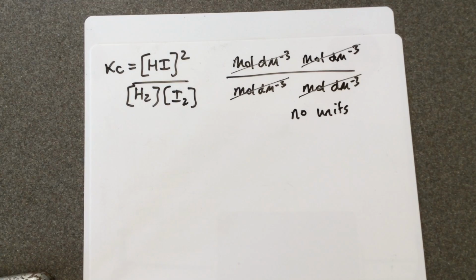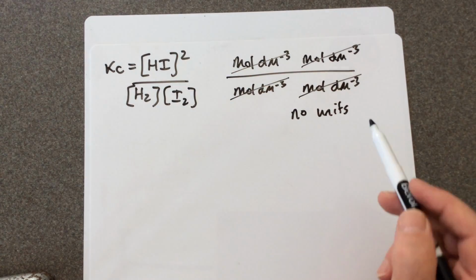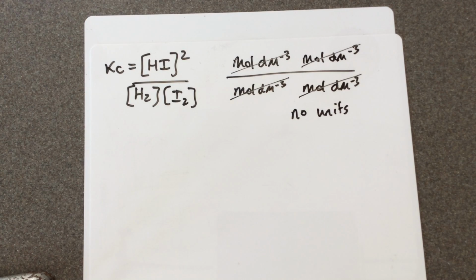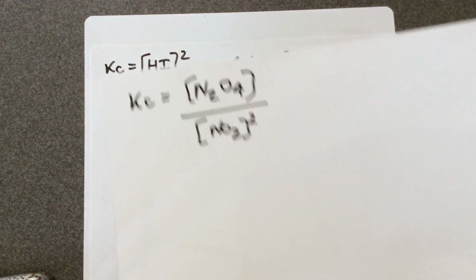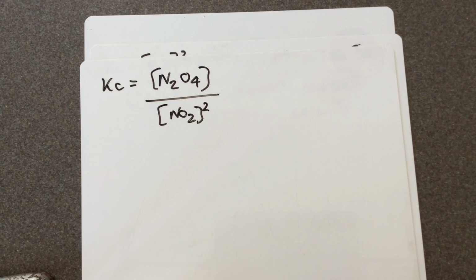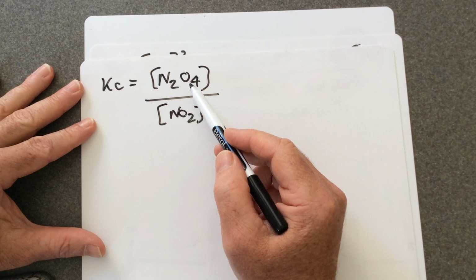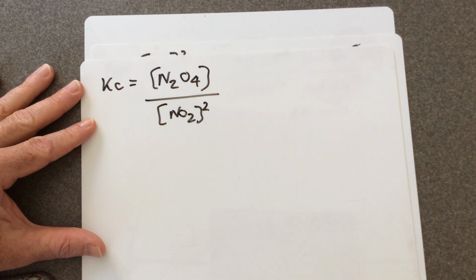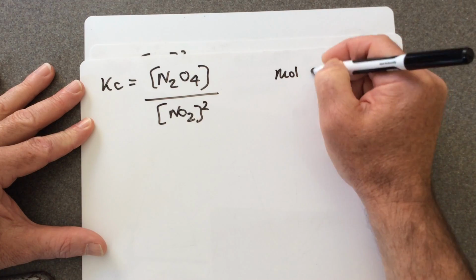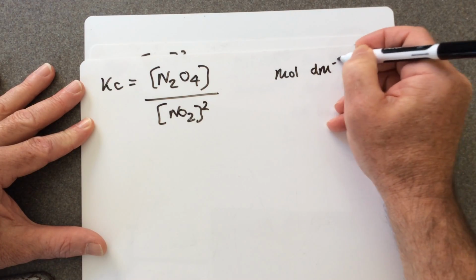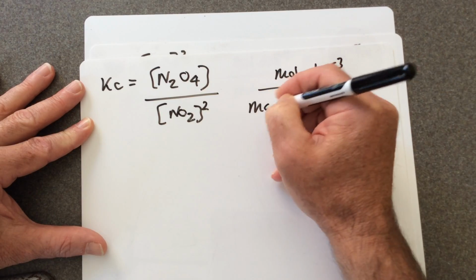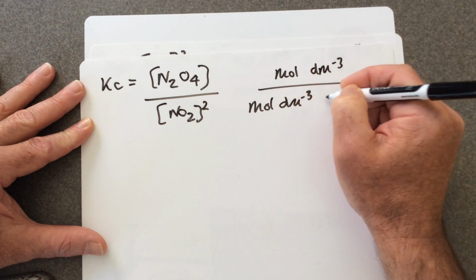One of the interesting things about Kc is, depending on what the actual expression is, the units will change, or there will indeed be sometimes no units. If there are no units, it's important that you label it and clearly state no units. An alternative example is this one. This is for the reaction of NO2 forming dinitrogen tetroxide, N2O4. So when I work out the units, clearly I've got one concentration term on the top, but I have two concentration terms on the bottom.